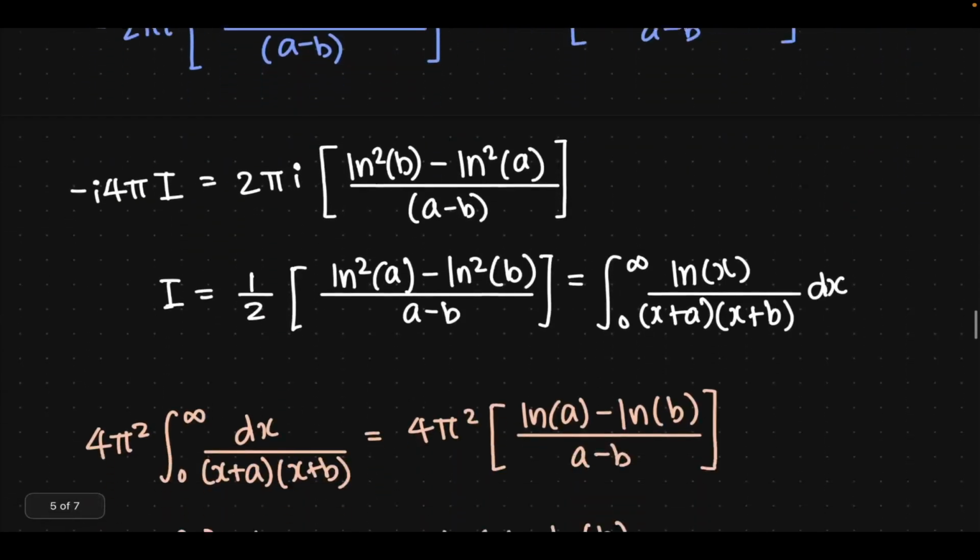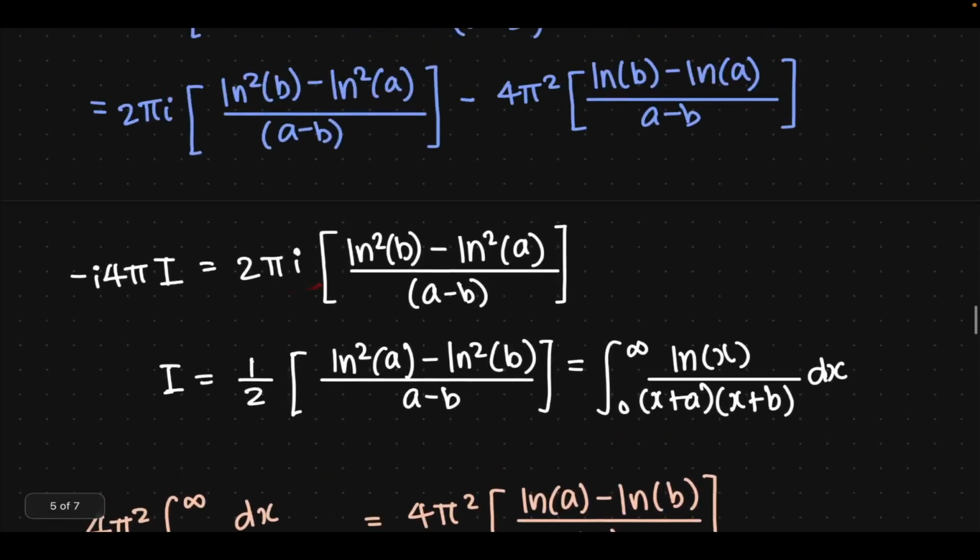So that's 2 pi I ln squared b minus ln squared a over a minus b. And we have a minus I 4 pi times capital I here. So capital I is going to be 1/2 ln squared a minus ln squared b over a minus b.